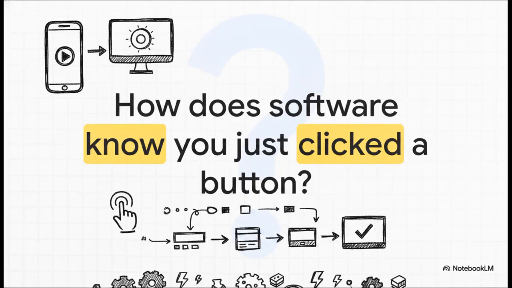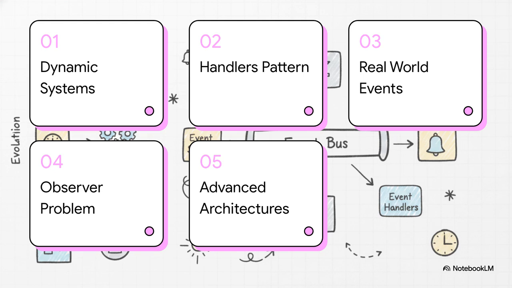So let's start here. How does a piece of software actually know you just clicked a button or swiped a screen? It feels totally instantaneous to us, right? We tap and boom, the app responds. But beneath that simple interaction is a complex architectural triumph that's literally been evolving for decades. To truly grasp how our devices come alive, we really need to answer this fundamental question about how event-driven programming works. To get to the bottom of that, here is our roadmap for today.